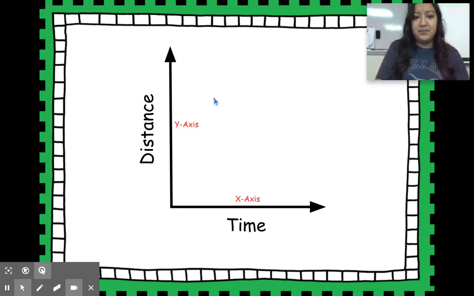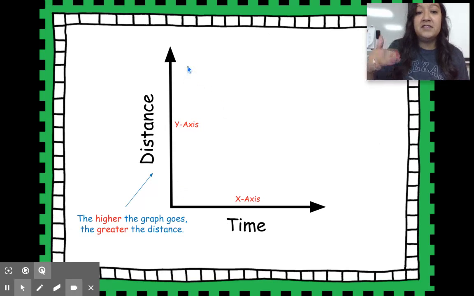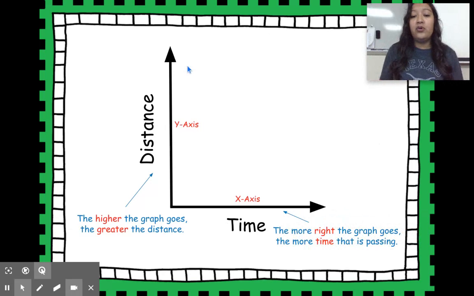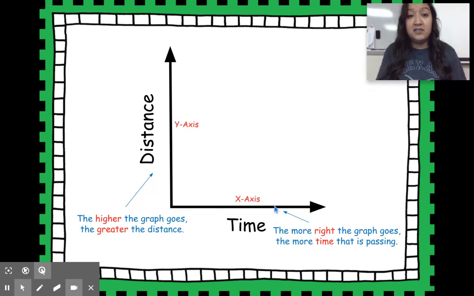So remember that. All right, so here are a couple fill-in-the-blank notes that my kids did. This says the higher the graph goes, the greater the distance. So as you go up this line, that means distance is increasing each time. And this fill-in-the-blank one says the more right the graph goes, the more time that is passing. So as you go along the time or the x-axis, that means time is increasing also.